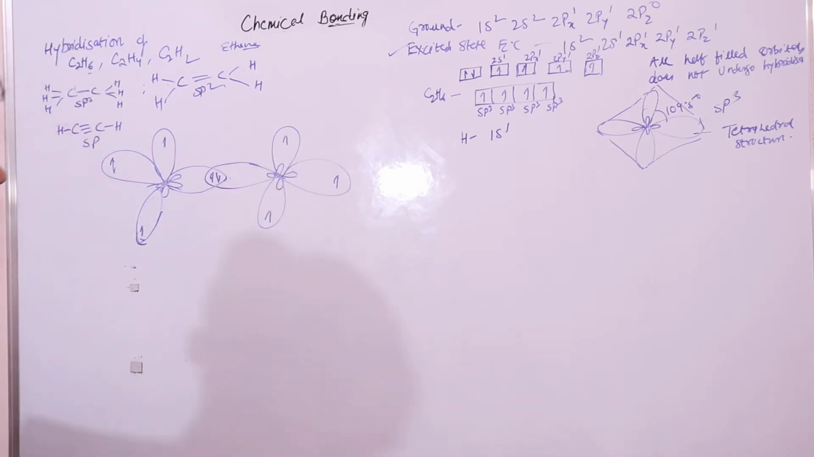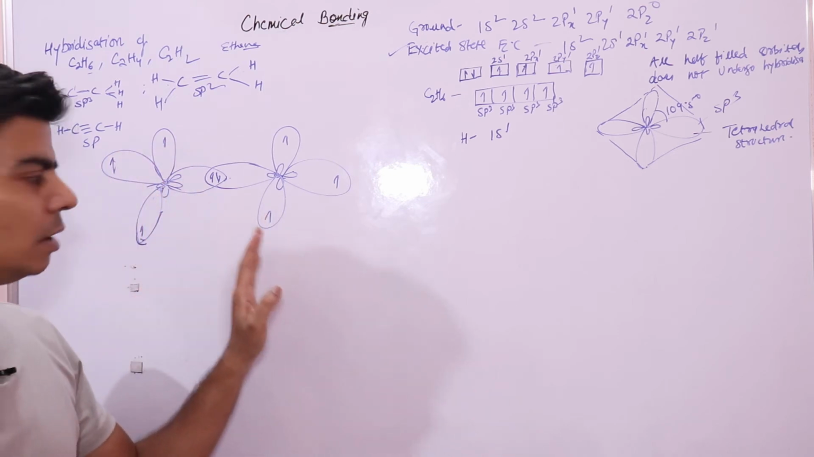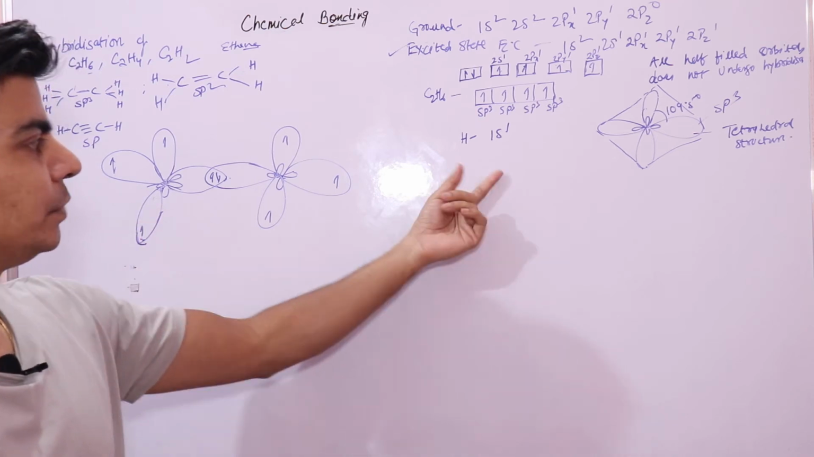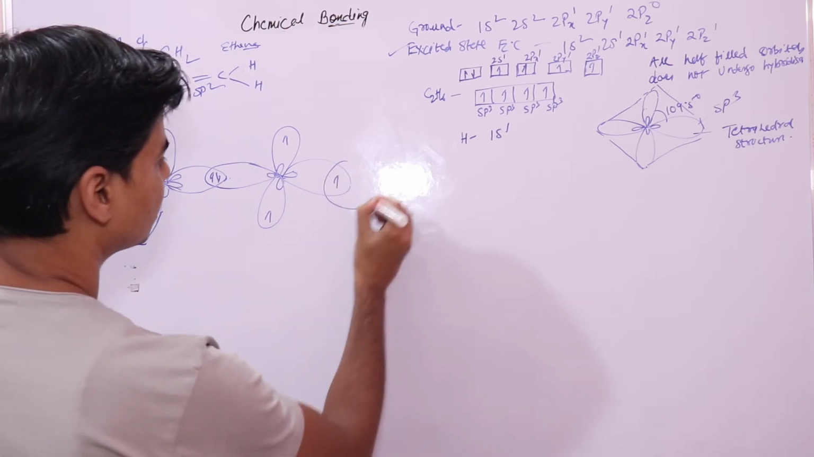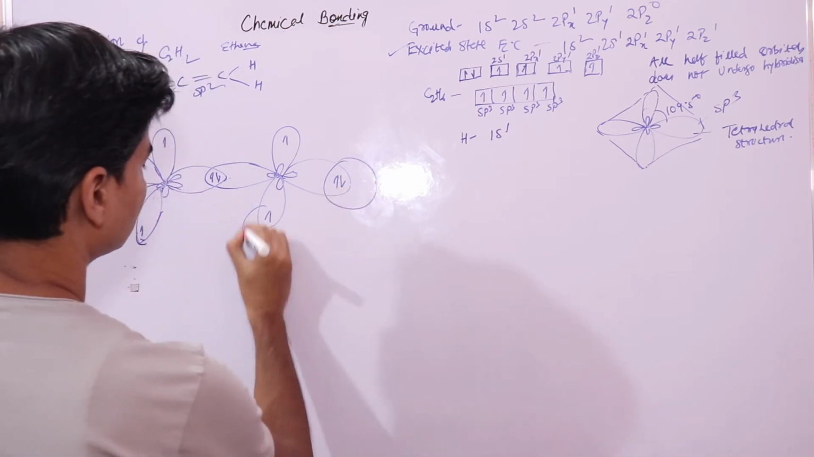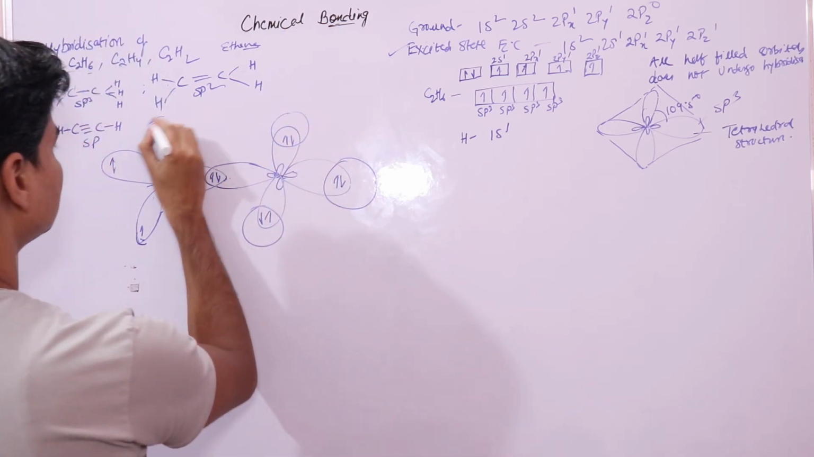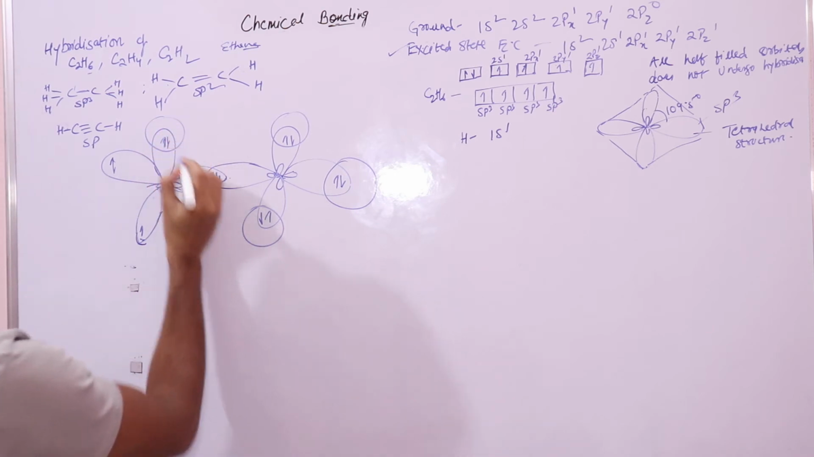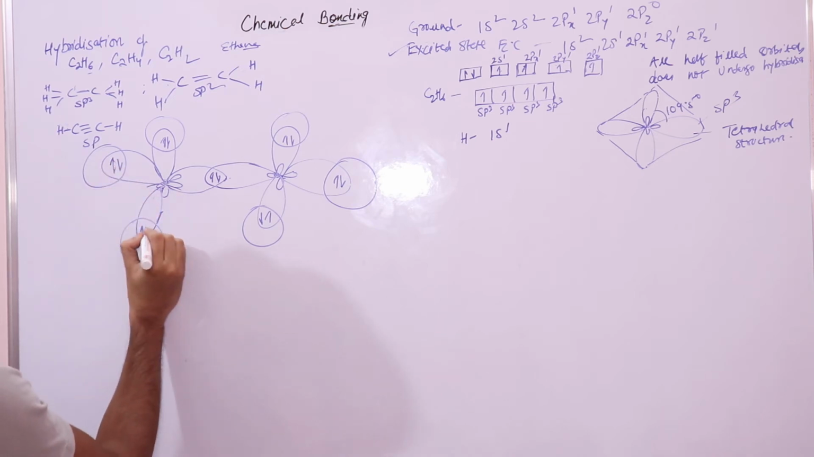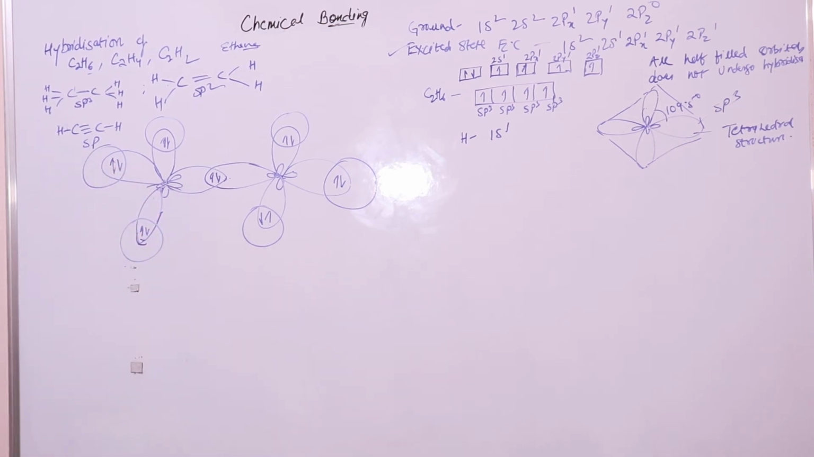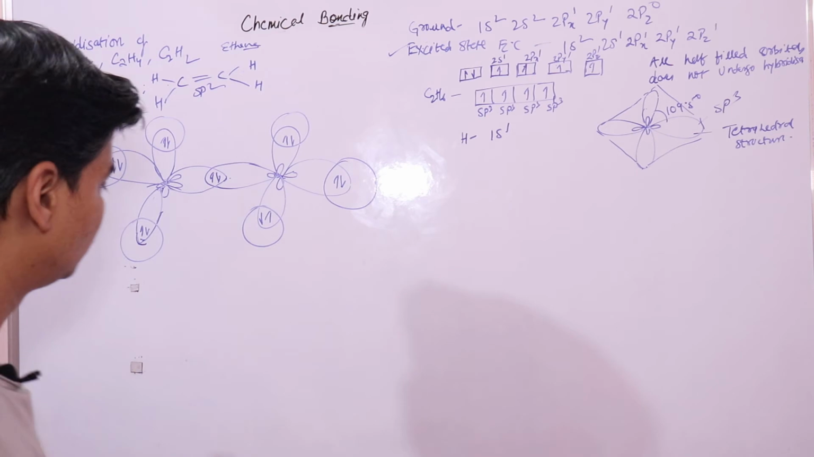sp3 hybrid orbitals. Now all these three sp3 hybrid orbitals on both the carbon atoms will undergo overlapping with 1s orbital of hydrogen atoms. Right here it would be like this, right. Similarly, on this carbon atom also we have 3 hydrogen atoms, like this, right. So this is your hybridization in ethane molecule, right.